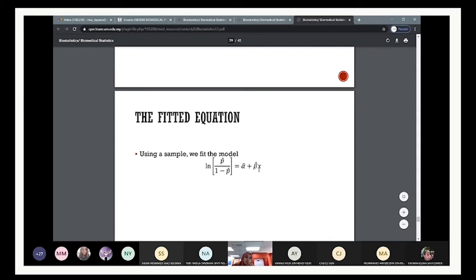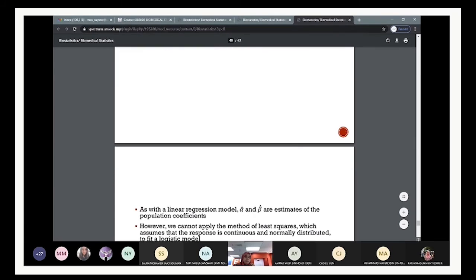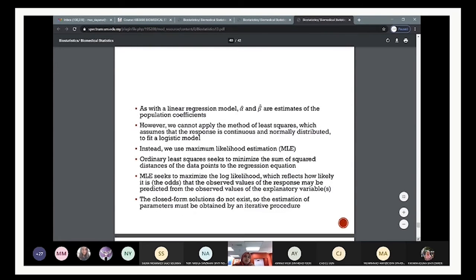actually this is similar to the linear regression, except that we are using the probability because we are using the log. We want to see whether the probability of the value is closer to 1 or 0, because when we are talking about logistic regression, we only have two values to predict, 0 or 1, not the actual continuous value. As with a linear regression model, the estimated alpha and estimated slope are estimates of the population coefficients.